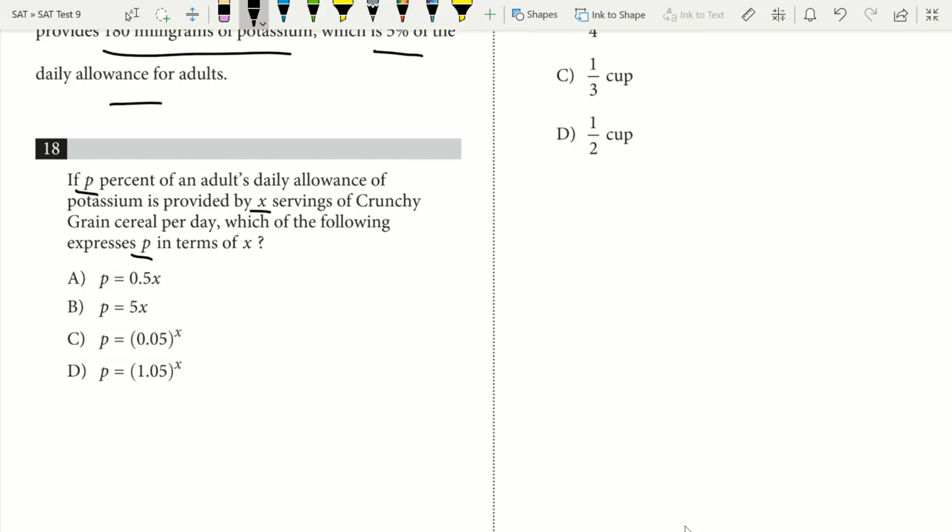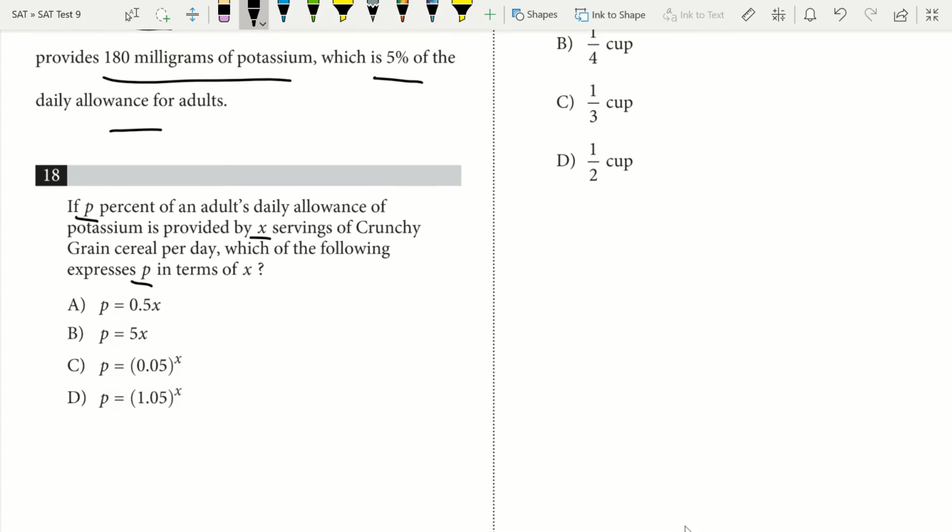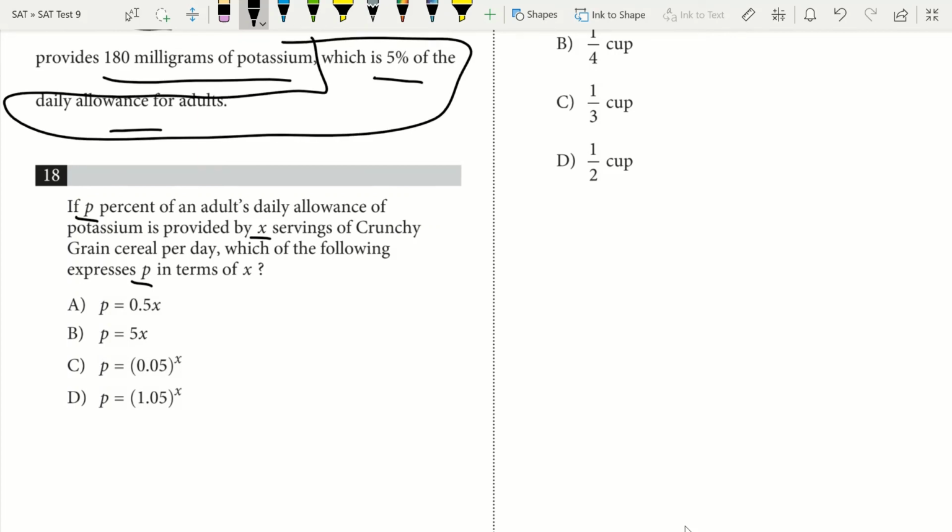All right, so the key thing here is we understand that P is our percent of our daily allowance. We know that we get 5% of our daily allowance per serving, as stated in our word problem right here. I'll go ahead and box it up so you see it right there. So then we know that P is going to equal 5x. Now, why doesn't it equal 0.5x?